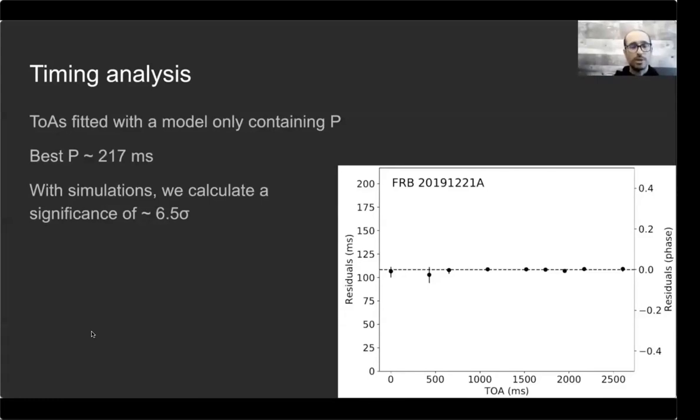We found that a periodicity of 217 milliseconds gave very small residuals to the fit. And this means, of course, that we have an integer number of rotations if a neutron star is rotating and causing this periodicity. We calculated a significance for the periodicity by generating a large number of random times of arrival. And in this way, we obtain a significance of around 6.5 sigma. So the chances of obtaining this just by luck are extremely low.